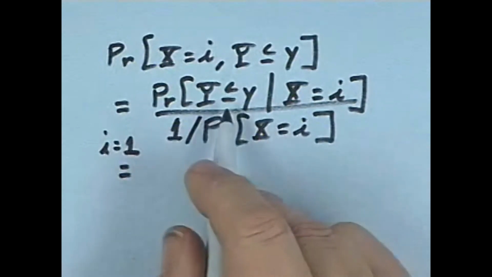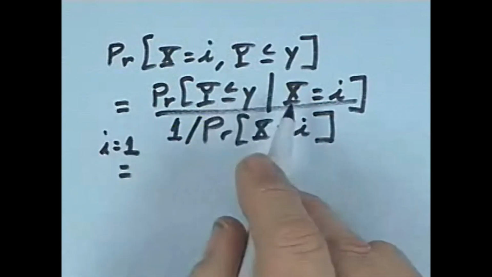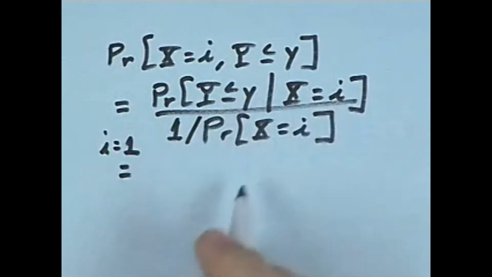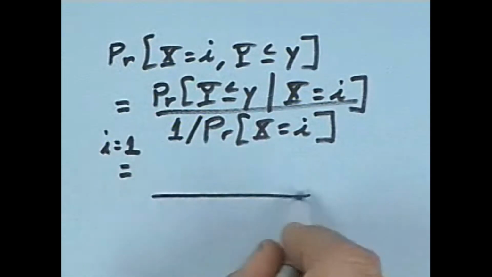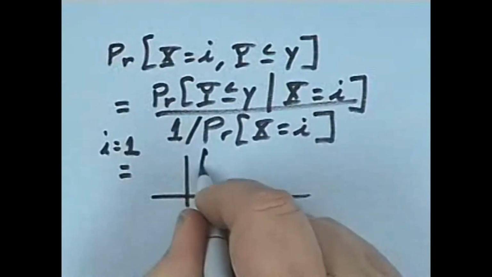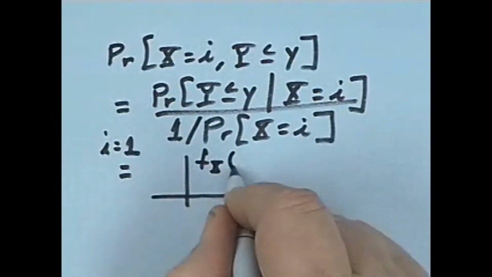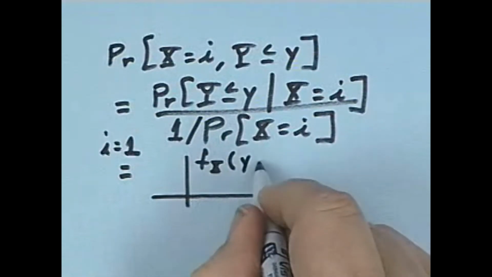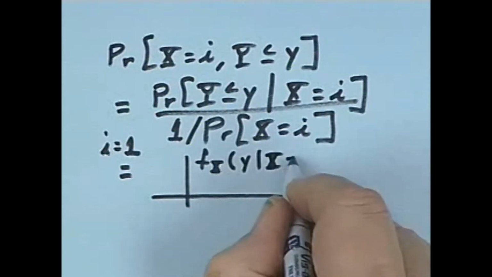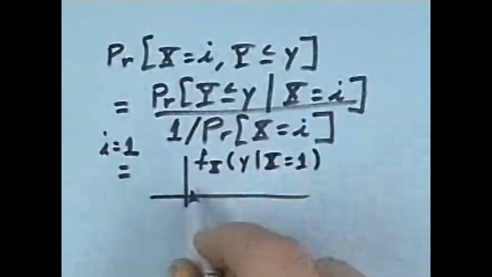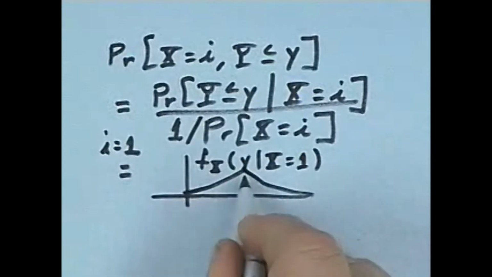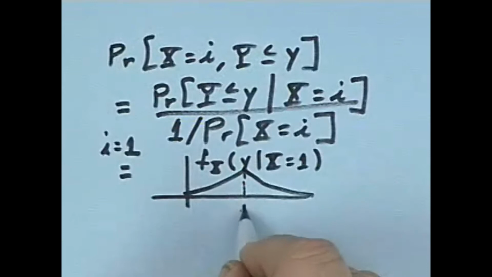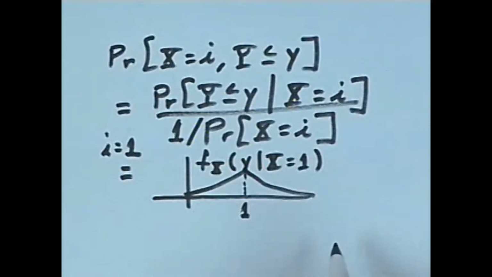Thank you. So for i is equal to 1, if we're given that x is equal to 1, what is the density function for y given that x is equal to 1? Well, it's exactly the density function as before, except that the density function is shifted to be centered at 1. The Laplacian is shifted to be centered at 1.